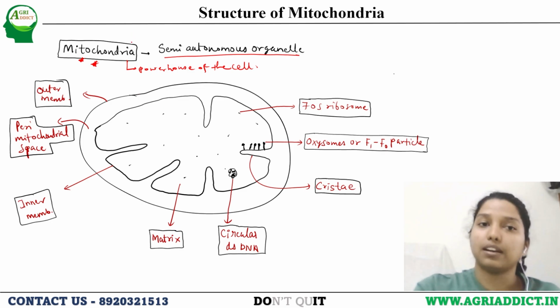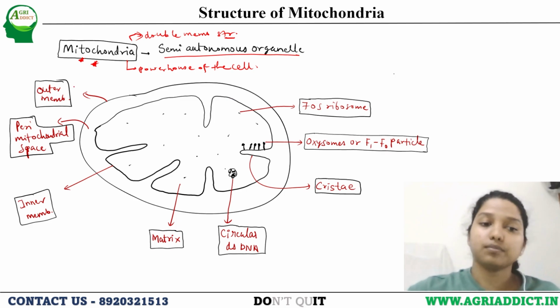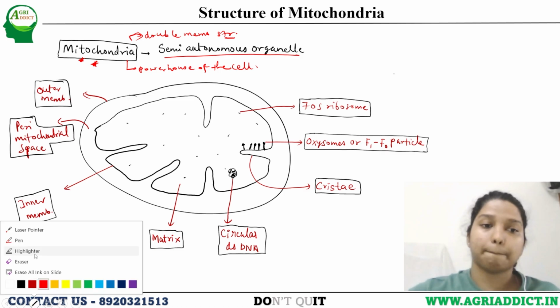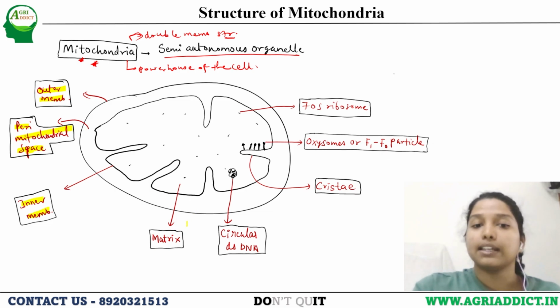So this is a double membranal structure. First, we have to remember that it is a double membrane structure, just like chloroplast we studied in photosynthesis. That was also a double membrane structure. So this is the outer membrane. This is the perimitochondrial space between the outer and inner membrane. And here is the inner membrane. This is the matrix. Inside the inner membrane, whatever the substances are there, it is in the matrix.